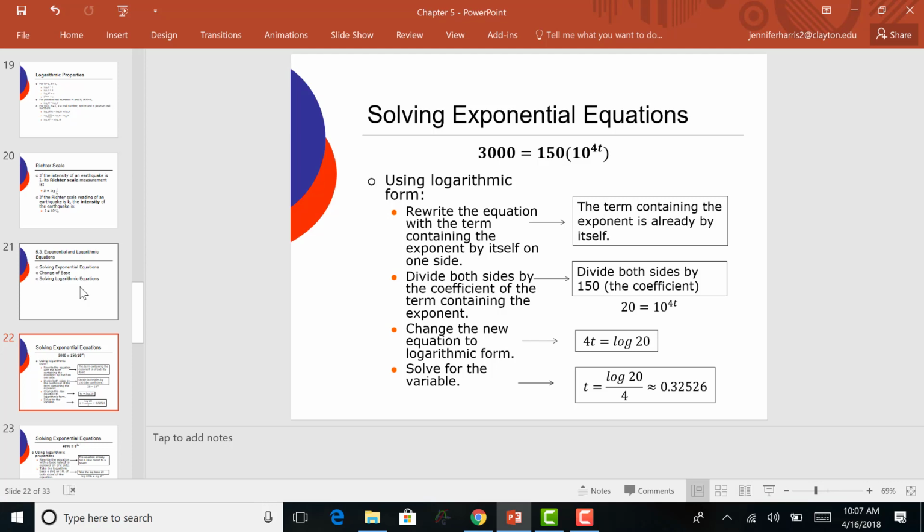So for step 3, rewrite in log form from the circle. You're rewriting it in log form from the circle that you just did. So log, box here, a box here, and a box here. Okay? What goes in the first box? 10. Okay. Second box? 20. Third box? 4t.